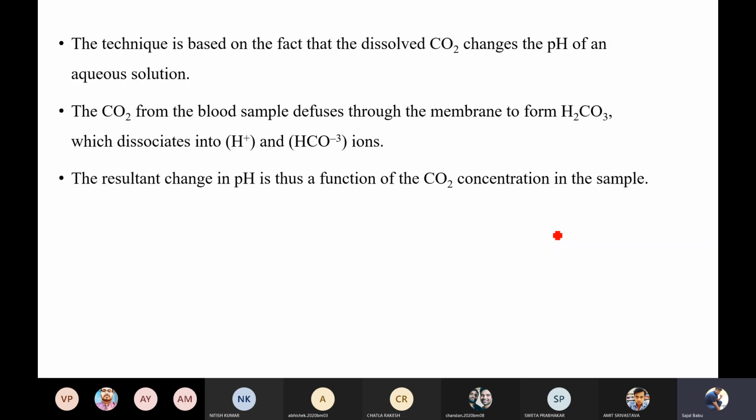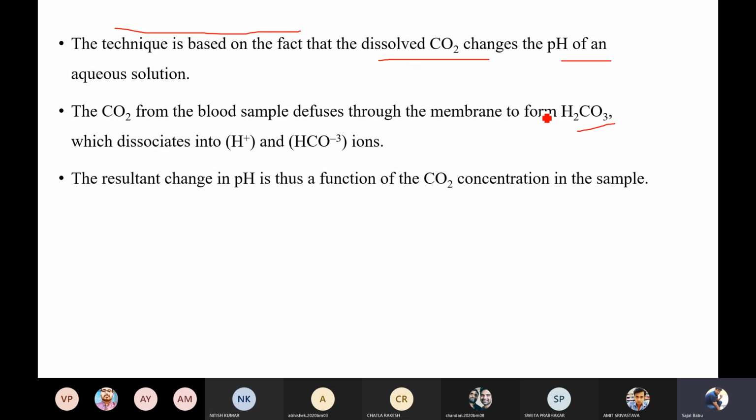Okay, so let us move into the device, that is how it is going to operate. This is based upon the fact that CO2 will change the pH. If the CO2 in the blood is taken into a certain material, the pH of that particular fluid will vary. So here we are taking the CO2 from the blood, and if the CO2 comes into a particular solution like H2CO3 here.